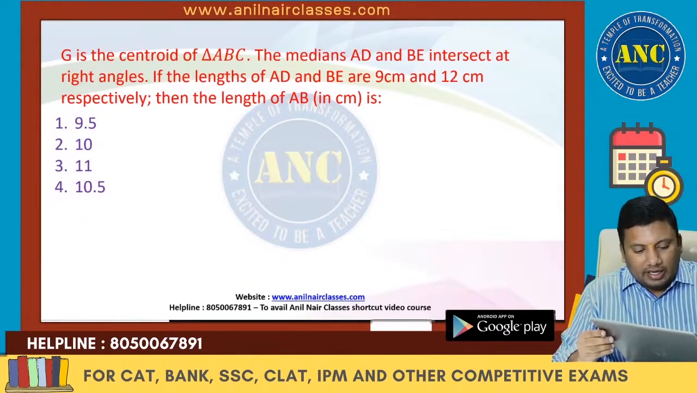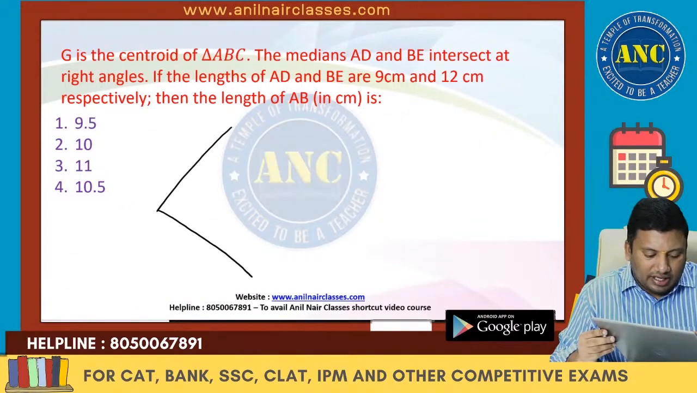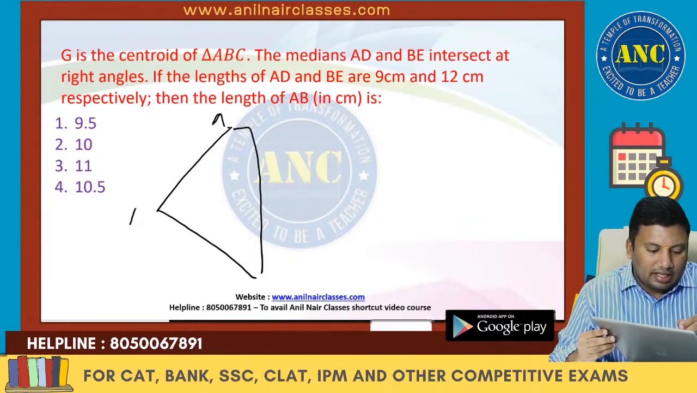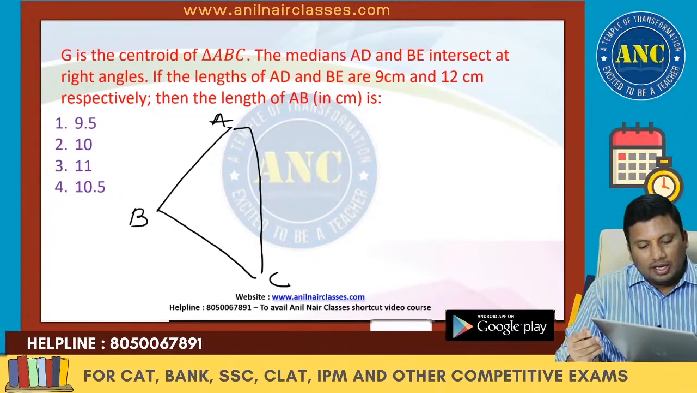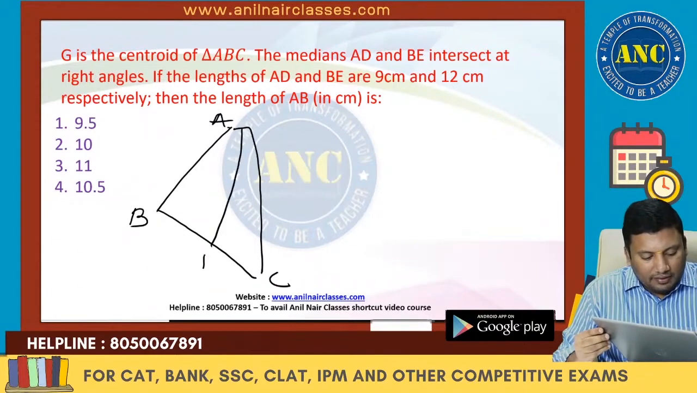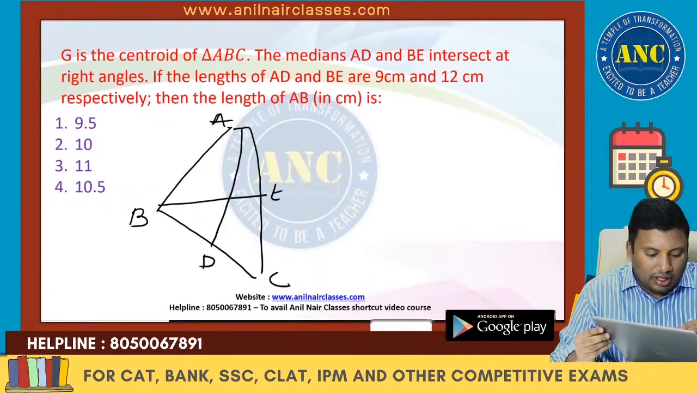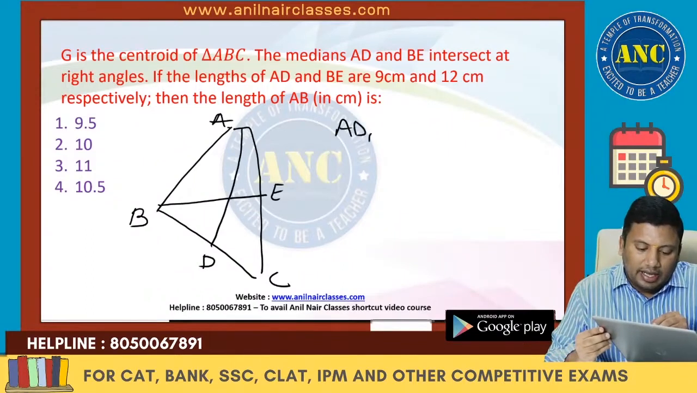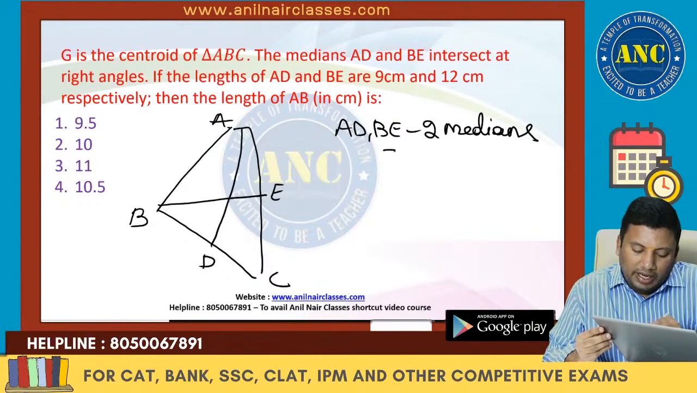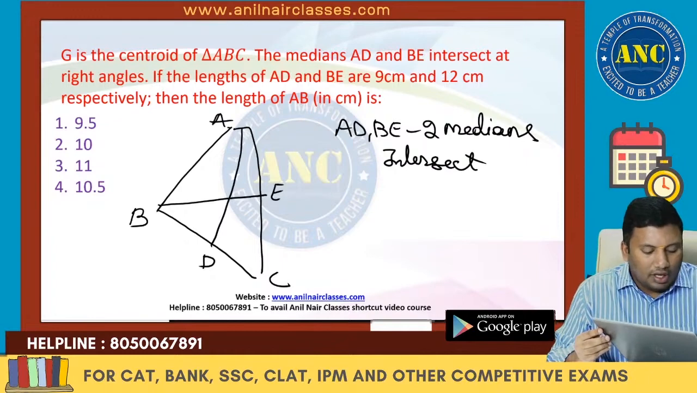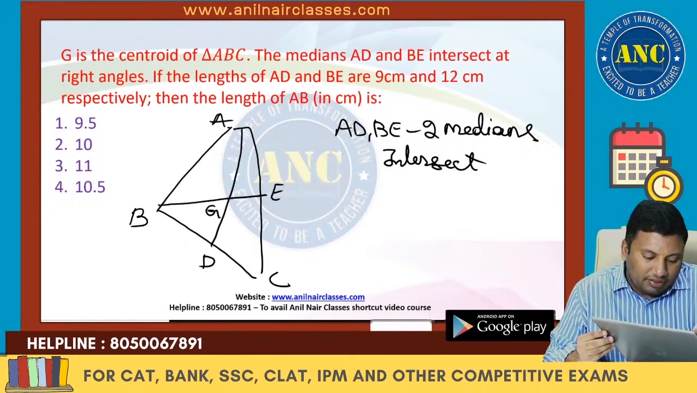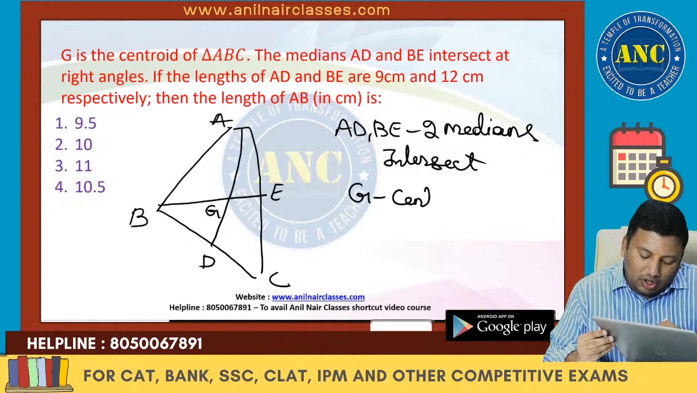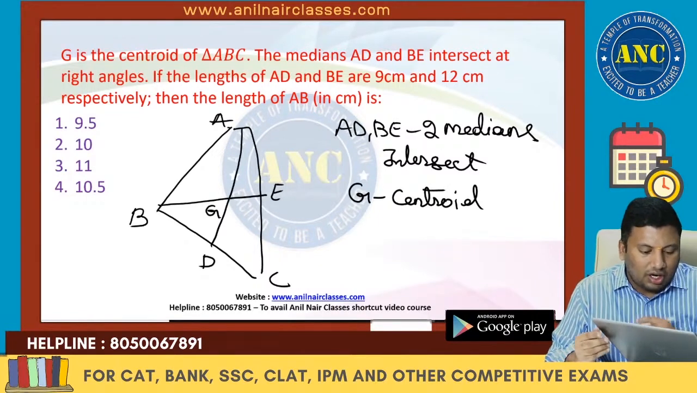Now see here, in this problem there is a slight mistake which I made. This is triangle ABC, this is A, this is B, and this is C. AD is a median and BE is also a median. Two medians AD and BE intersect. If they intersect, then this point G is called the centroid.